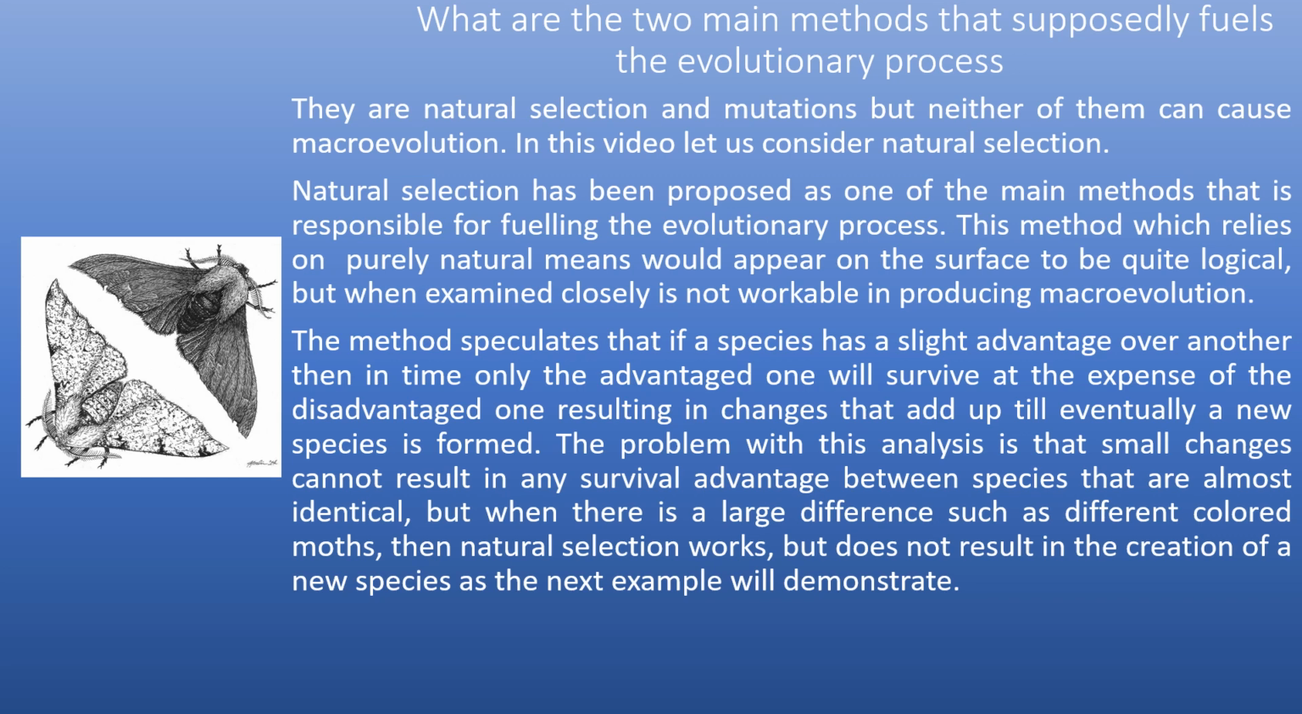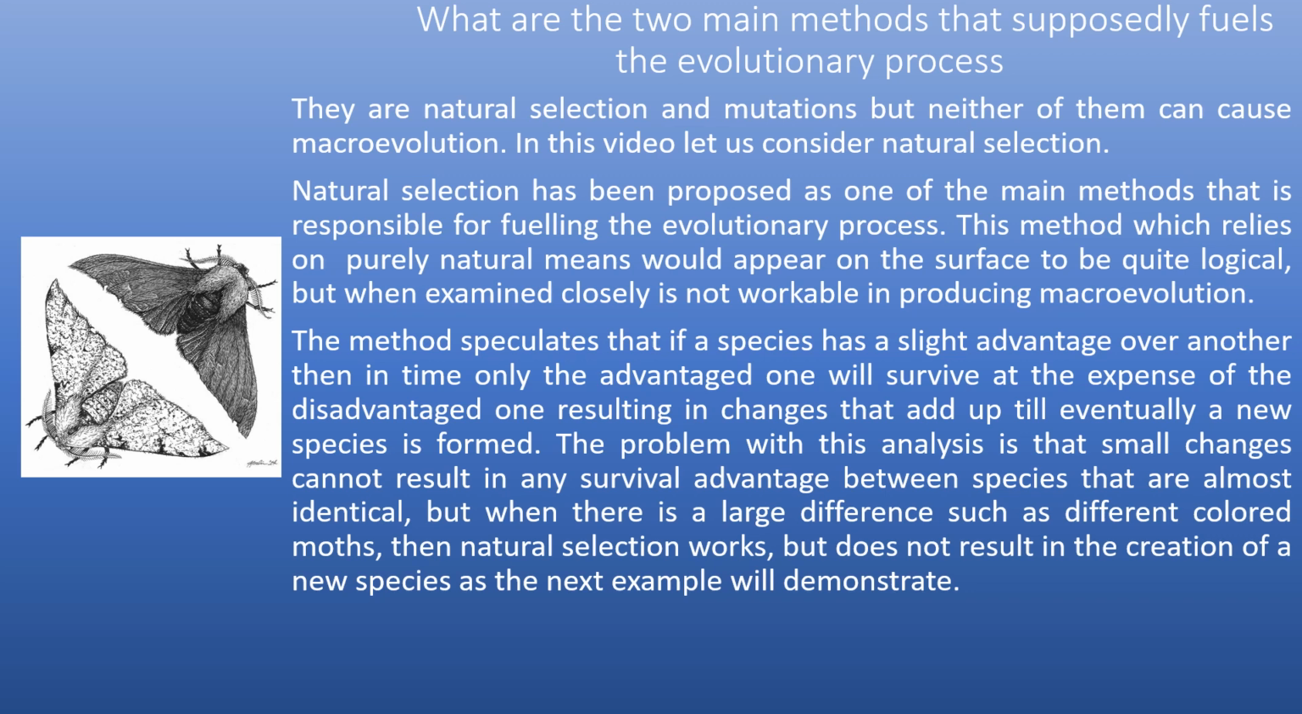The two main methods that supposedly fuel the evolutionary process are natural selection and mutations, but neither of them can cause macroevolution. In this video, let us consider natural selection. Natural selection has been proposed as one of the main methods that is responsible for fueling the evolutionary process. This method, which relies on purely natural means, would appear on the surface to be quite logical, but when examined closely, is not workable in producing macroevolution.